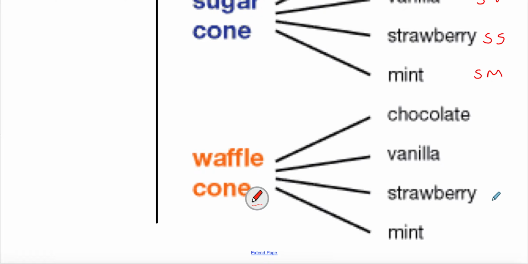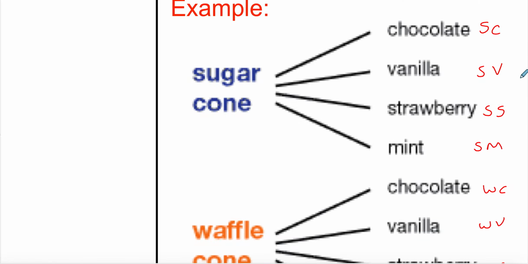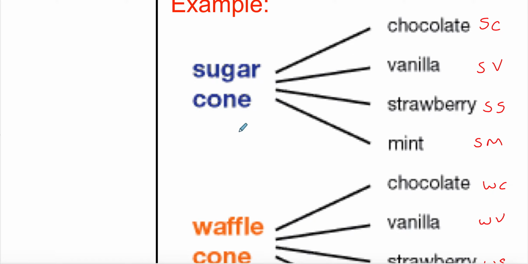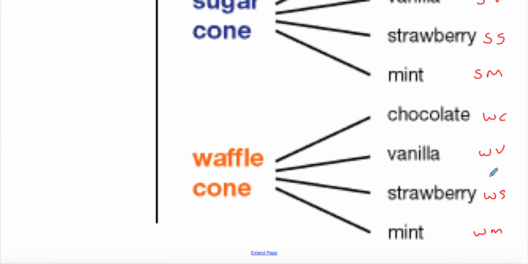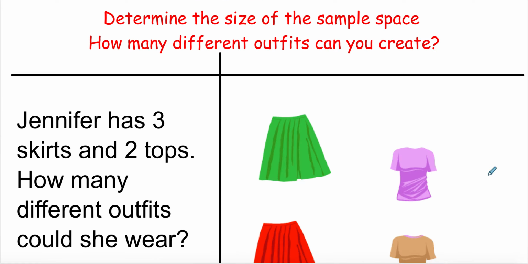And then the same thing would occur down here, except it's not a sugar cone. It's a waffle cone with chocolate, waffle cone with vanilla, waffle cone with strawberry, waffle cone with mint. My sample space then included 8 different options. My event maybe was just these 4 options, because I maybe only wanted the sugar cone options. And each one of these is an outcome. There were 8 different outcomes for this. So that's how we use those vocabulary words.